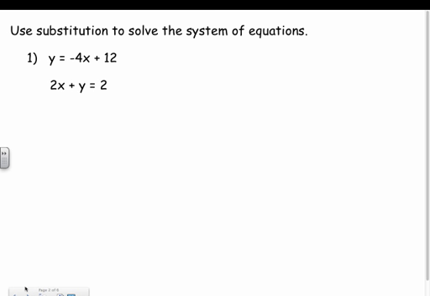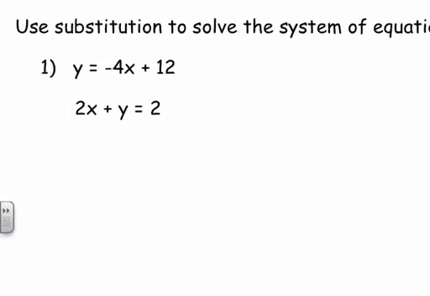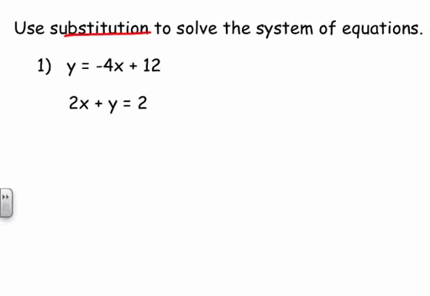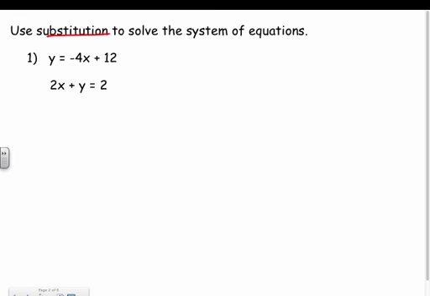So for example here, I have two equations with two variables. My first equation, y equals negative 4x plus 12. Second equation, 2x plus y equals 2. And two variables, x and y. And that's a system. So to solve a system, we're going to use substitution here. Really all I want to do is get one of the equations equal to either x or y. So get one equation as y equals or x equals.